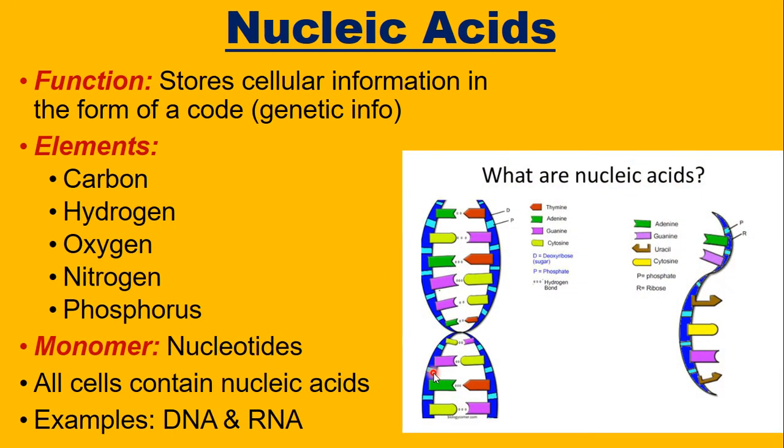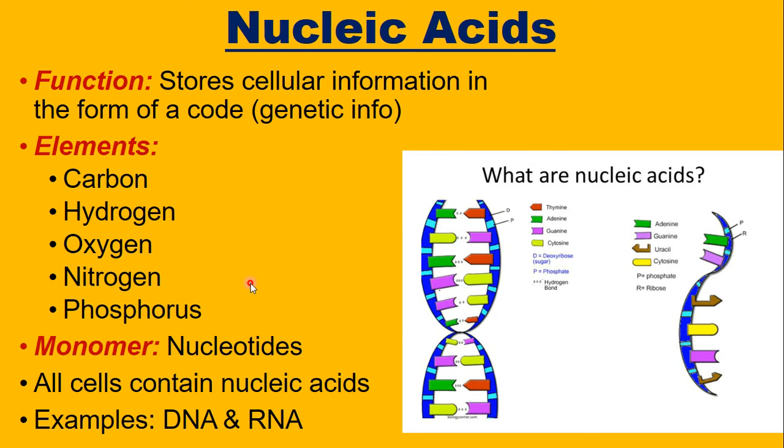The last macromolecule is called nucleic acid. Nucleic acids store cellular information in the form of a code, a genetic code. Do you know what that code is? Well, if you don't, it's called DNA. Elements in nucleic acids are carbon, hydrogen, oxygen. All of them have carbon, hydrogen, and oxygen. Then nucleic acids have nitrogen, and nucleic acids also have something called phosphorus. So it has 5 elements combined together in some way to form the nucleic acid.